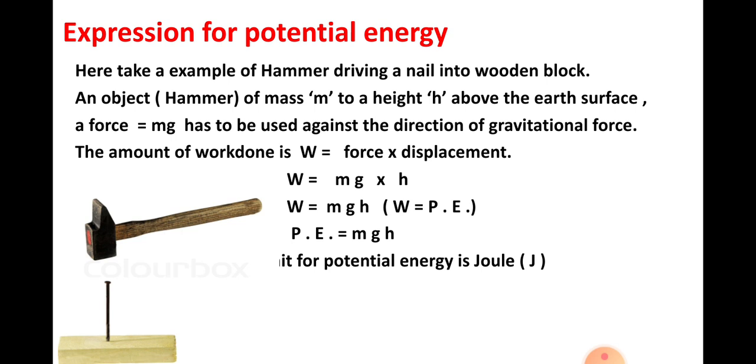As we know, work is equal to force into displacement. What is force? Mass into acceleration due to gravity, and displacement, that is height, h. So work is equal to mgh. The amount of potential energy stored in the object because of its displacement, that is potential energy, is equal to mgh, by putting the value of W in the above formula.